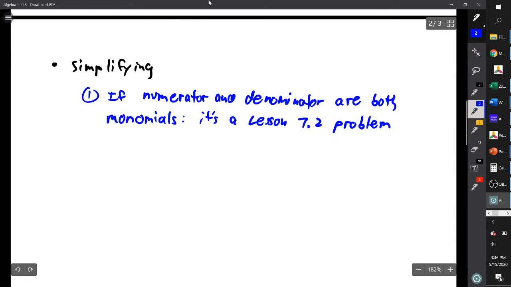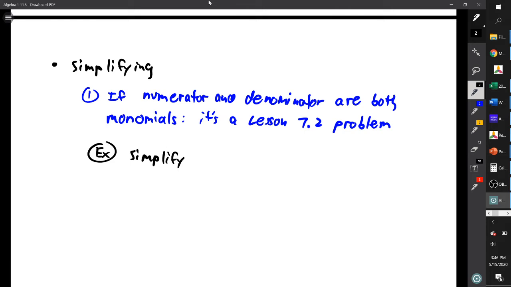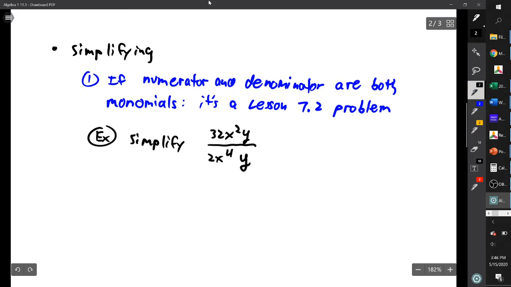So let's see what that looks like. Let's do an example like that. So that would be like simplify, and let's simplify this: 32x squared y divided by 2x to the fourth y. And let's add a couple z's on there too. z cubed there and a z there. Okay, so you've seen this before.